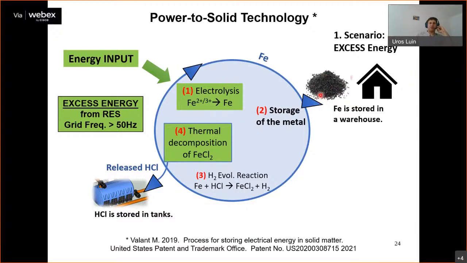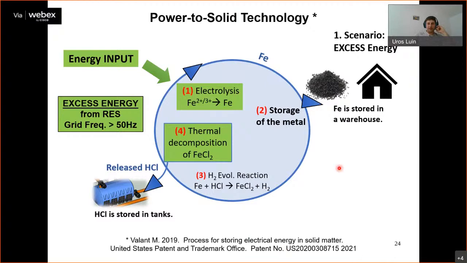And what we do to this iron powder, we just take it out from the system, and we are storing it in a warehouse. Second thing that we are doing with this excess energy is the thermal decomposition of iron chloride. What we get is HCl acid. So this HCl acid is a liquid that we can store in a tank. And now we have two materials that are individually stored in our storage space.